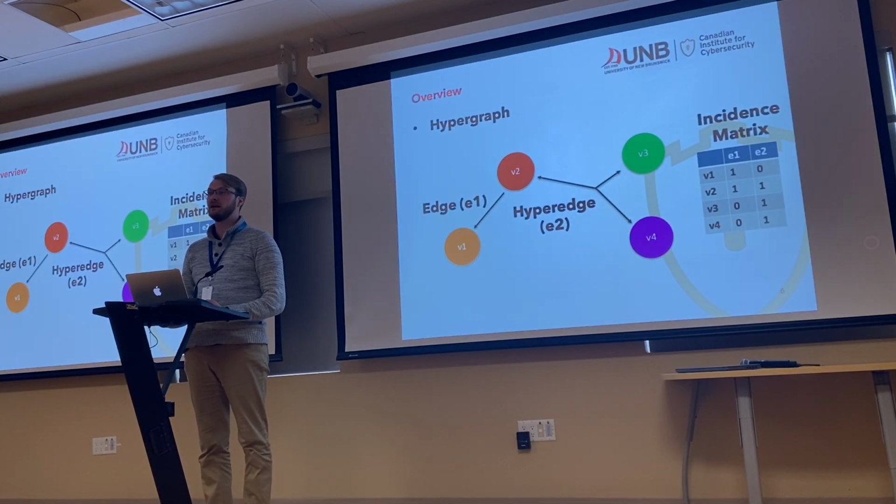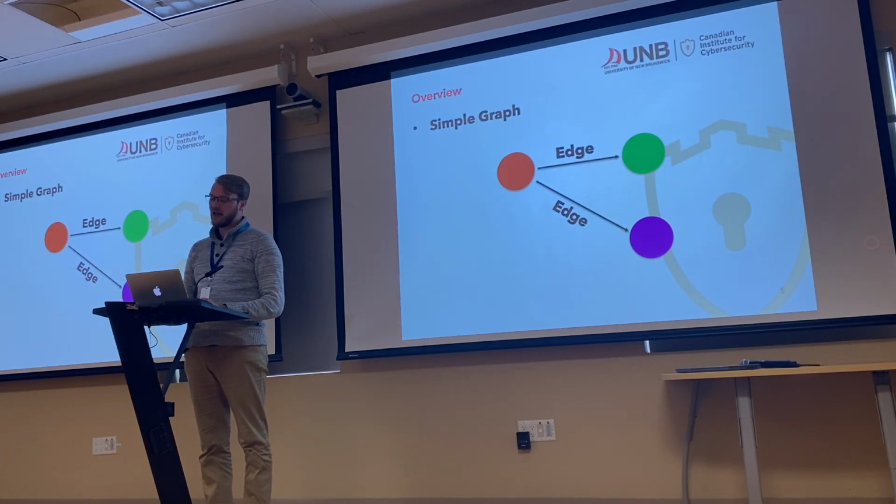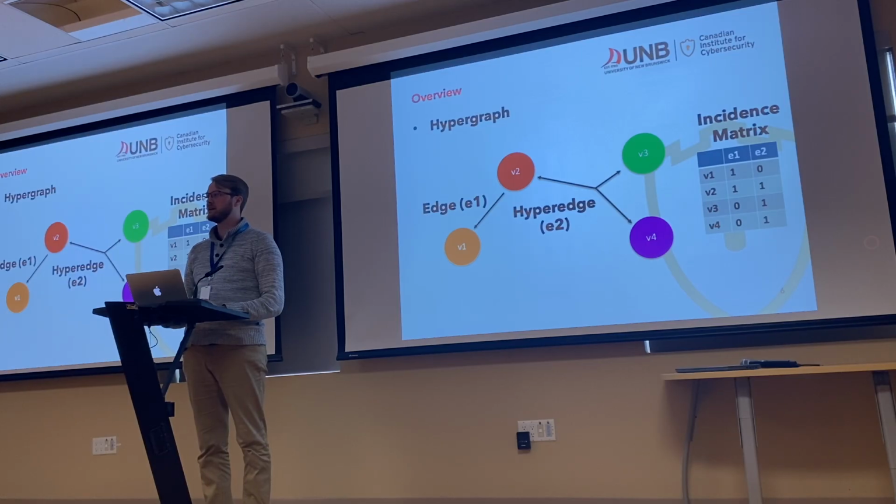So believe it or not, we can actually generalize graphs even further beyond what they already are. Normally, as in the previous slide, we see that there's only two nodes for one edge. But what happens if an edge can actually connect multiple nodes? This is kind of strange to think about. It's not something we often do. So that's something we're going to talk about today.